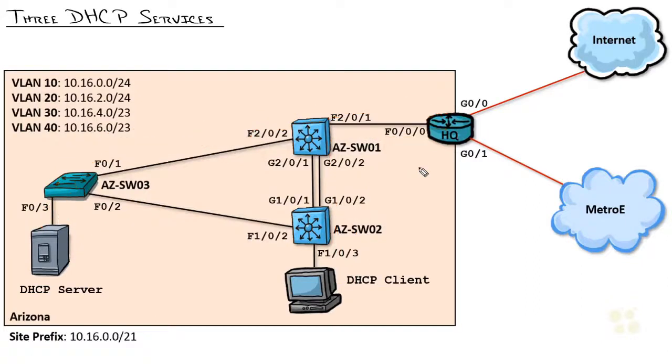Cool. So that is DHCP services. DHCP client, we even set one up on AZ Switch 03. DHCP server, which you can have a separate server, but you can configure a router, which is what we're going to do next, and DHCP relay.